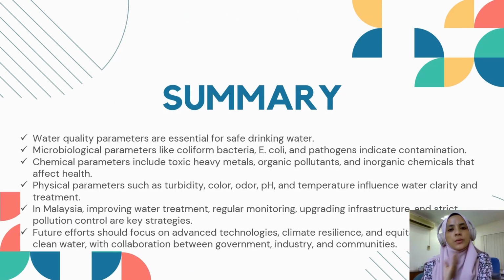So, for the summary, water quality parameters are essential for ensuring safe drinking water. Microbiological parameters such as coliform bacteria, E. coli, and other pathogens indicate contamination and potential risks. While chemical parameters include toxic heavy metals, organic pollutants, and inorganic chemicals that can adversely affect health. Physical parameters like turbidity, color, odor, pH, and temperature influence water clarity, aesthetic qualities, and treatment processes.